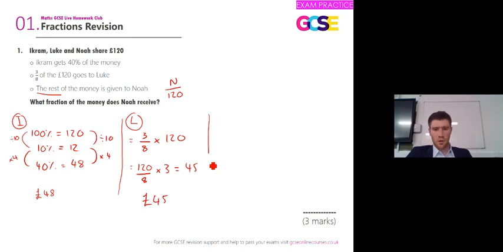Moving on. One more then. Let's go to young Noah. Noah, he's going to get the rest. So he is getting whatever is left after we have £120 and we take away, notice I'm using brackets here, the 48 and the 45 added together. So I add Luke and Ikram's numbers together, 48 and 45, take that away from 120. So it's going to be 120 subtract 93, which means Noah is going to be getting £27.